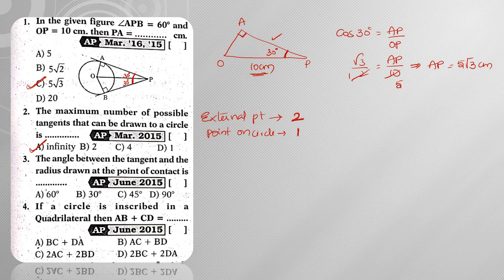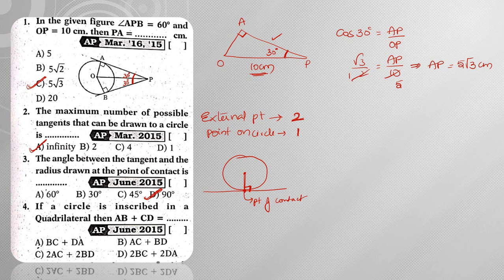The angle between the tangent and the radius drawn at the point of contact. Now let this be the circle and this is my tangent. The point where the tangent meets the circle is called the point of contact. So this particular point is called the point of contact. If we draw the radius to this point of contact, that radius will always be perpendicular to the tangent. Hence, the angle between radius and tangent is 90 degrees.